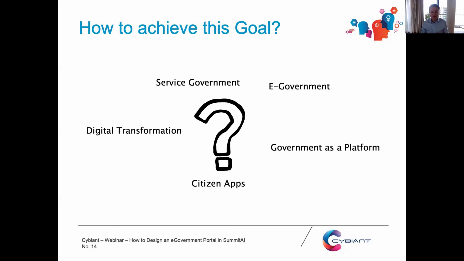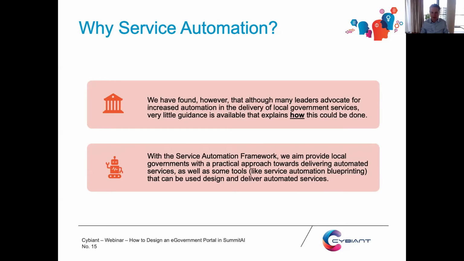Basically, what we would like to do is automate the service delivery function of the government itself. So in the next couple of minutes, we will review how you can do that. What we have found in our work at Cybiant and in the research that we've done with the service automation framework is that although many leaders, and with leaders we specifically mean politicians, advocate for increased automation in government services, there is very little guidance available that explains how this could be done.